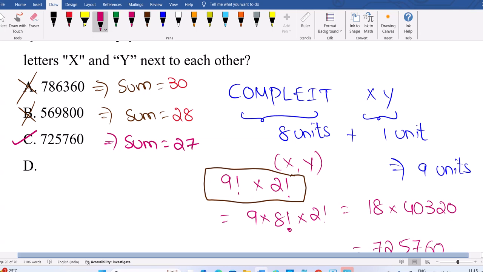Then check divisibility by 8. What is the divisibility rule for 8? Last 3 digits. The last 3 digits are 760. 8 9s are 72, 8 5s are 40, satisfied. Divisible by 8 is also satisfied for this. If suppose there are two options divisible by 9, then check divisibility by 8. Why? 9 factorial means it should be divisible by 9 and 8. 7, 6, all those things okay, but at least it should be divisible by 9 and 8. So that's what you can check.